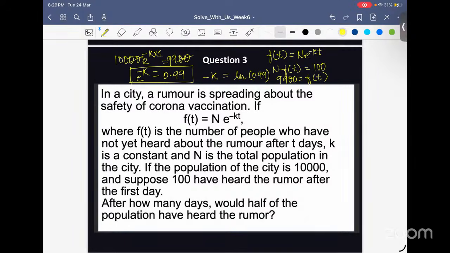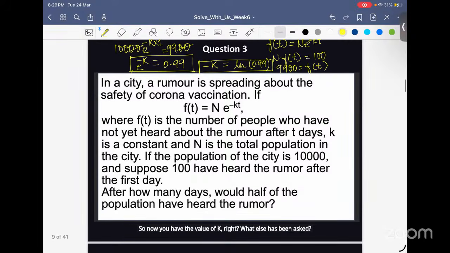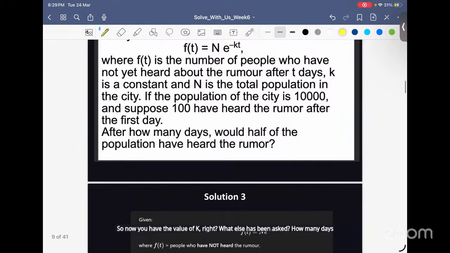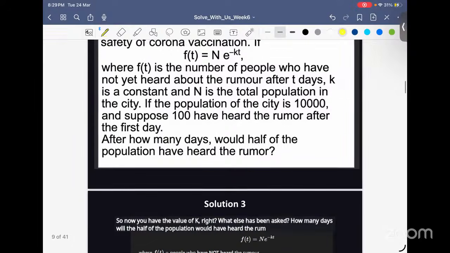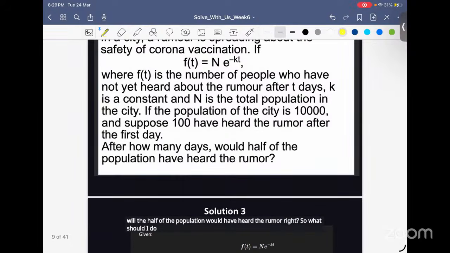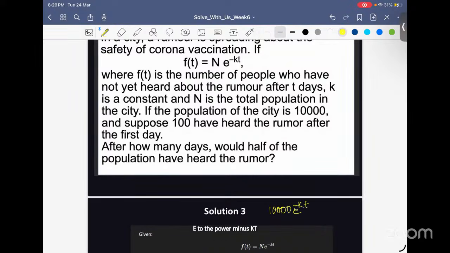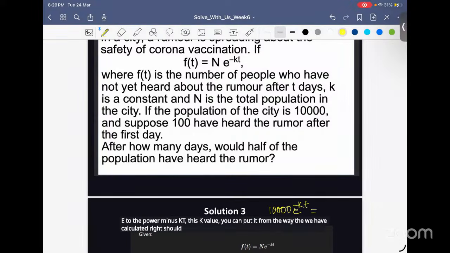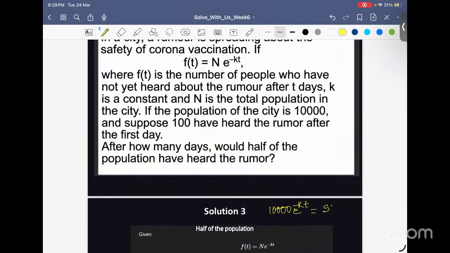So now you have the value of k, right? What else has been asked? How many days would half of the population have heard the rumor? So what should I do now? So 10,000 e to the power minus kt. This k value you can put from the value we have calculated, right? Should be equal to how much? Half of the population, 5,000. Okay, got it.